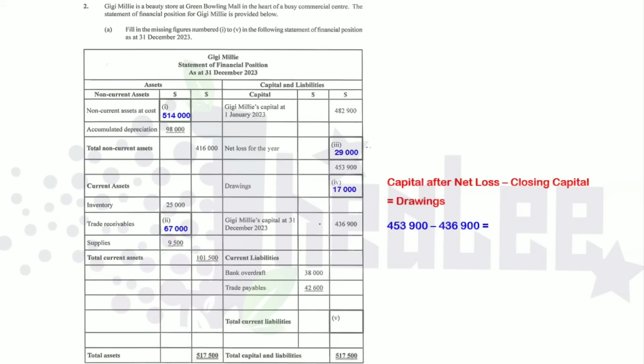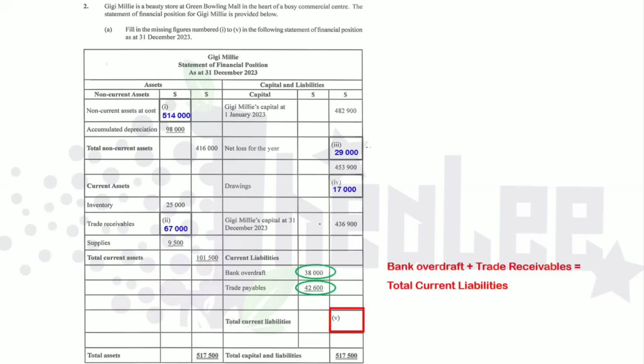So let's move into the next item that we have to find based on what we're required to do for this question, and that is to find the total current liabilities. Now, what do we have available in terms of current liabilities? We have the bank overdraft and we have trade payables. All we need to do with these two is add them together to get our total current liabilities. In this case, that's 38,000 plus 42,600, and that gives us a value of 80,600.